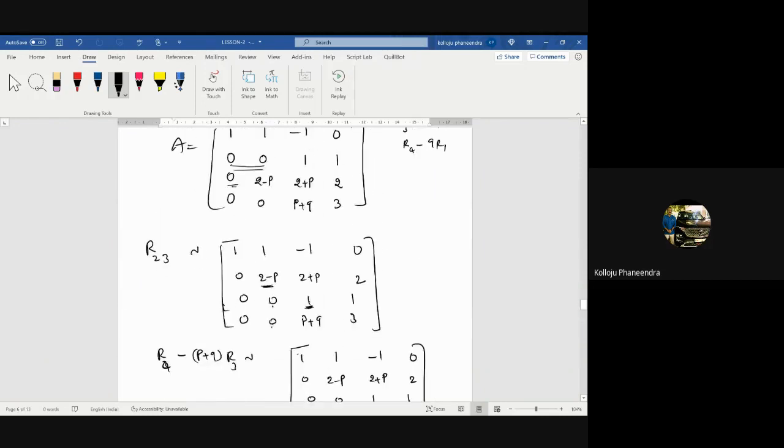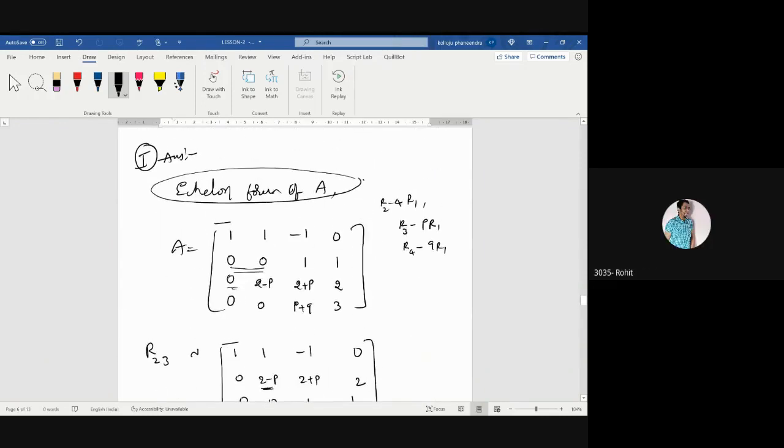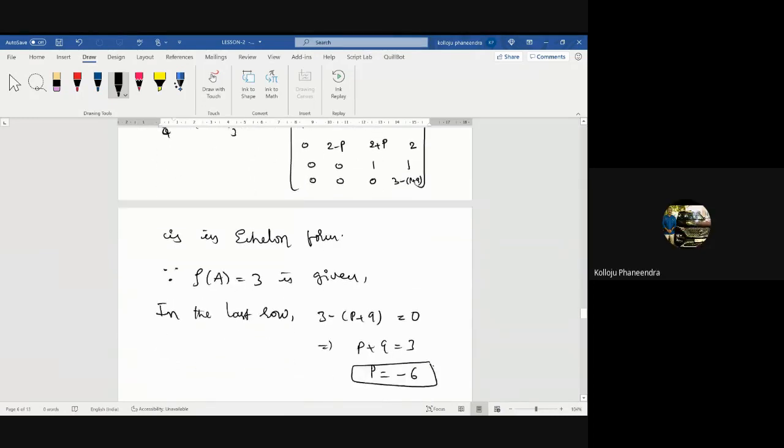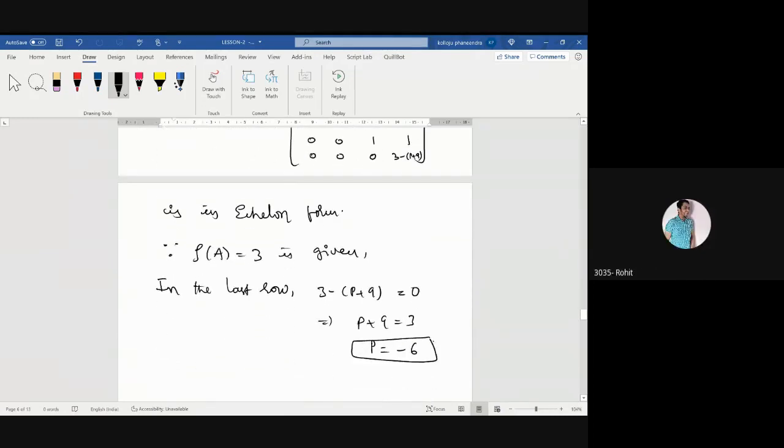Rohit, please check once. Yes, sir. Sir, I did a calculation mistake, sir. Calculation mistake, okay. P equal to minus 6, correct? Yes, sir. Okay, this is the rank property. Any doubts?